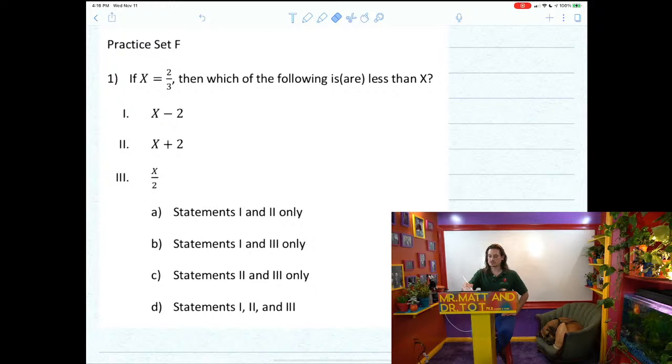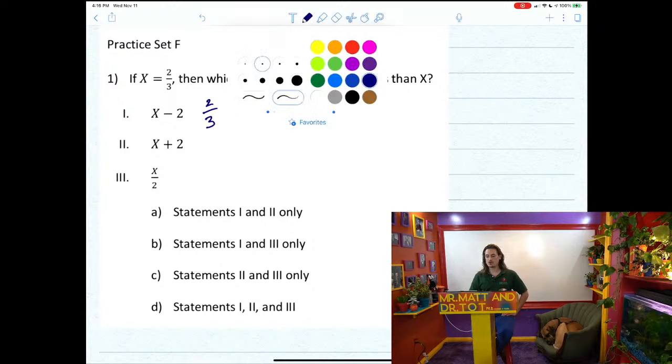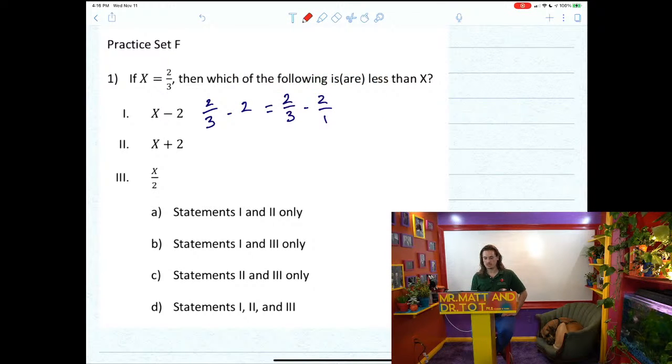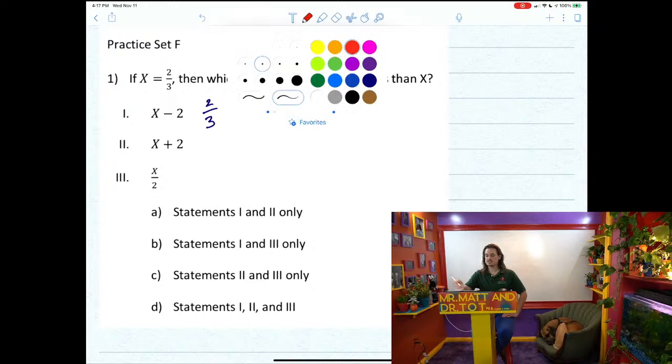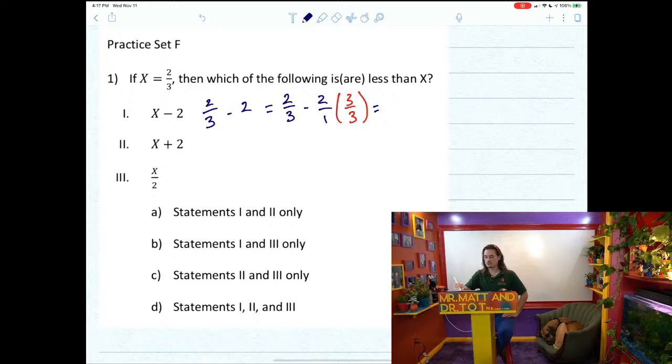So 2/3 minus 2. We can rewrite that as 2/3 minus 2 over 1. You can write any whole number as a fraction by just putting it over 1. And then I need to get common denominators in order to subtract these values from each other. So if I take the second value and multiply it by 3 over 3 to give it a denominator of 3, then I'm going to have 2 over 3 minus 6 over 3, which is going to give me negative 4/3. Negative 4/3 is definitely less than 2/3. So statement 1 is true.